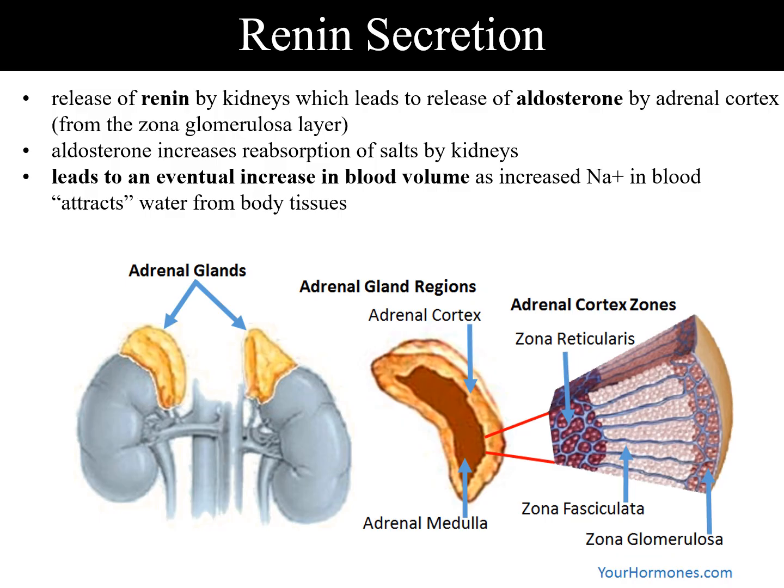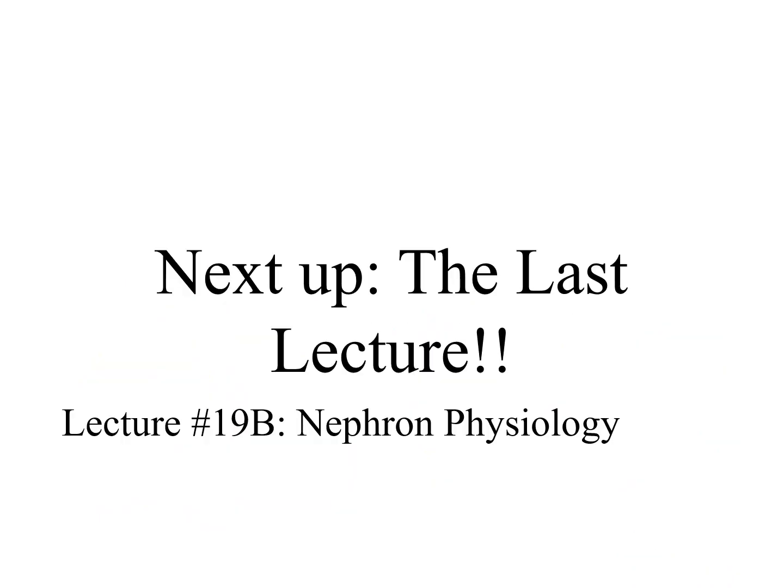So you see how I can turn around and take that and relate it back to a lecture we did how long ago? As a mineral corticoid, aldosterone increases reabsorption of salt by the kidneys. It will eventually lead to an increase in blood volume and blood pressure. How? We're going to see that in the last mini lecture. The last mini lecture in this series is lecture 19B. It deals with the physiology of the nephron, and it is your last lecture in this entire course.